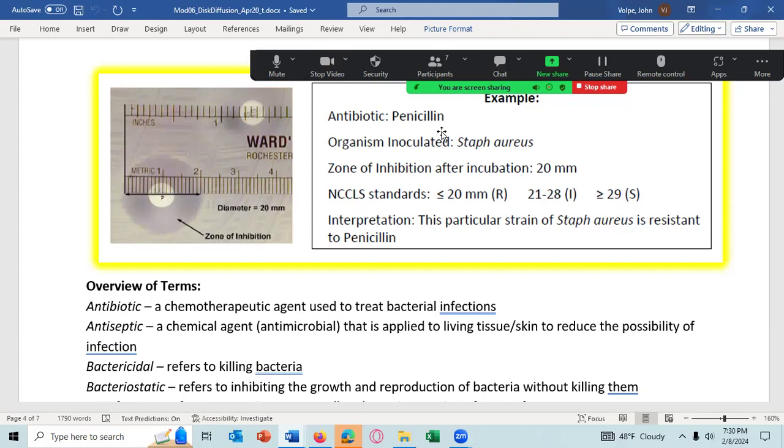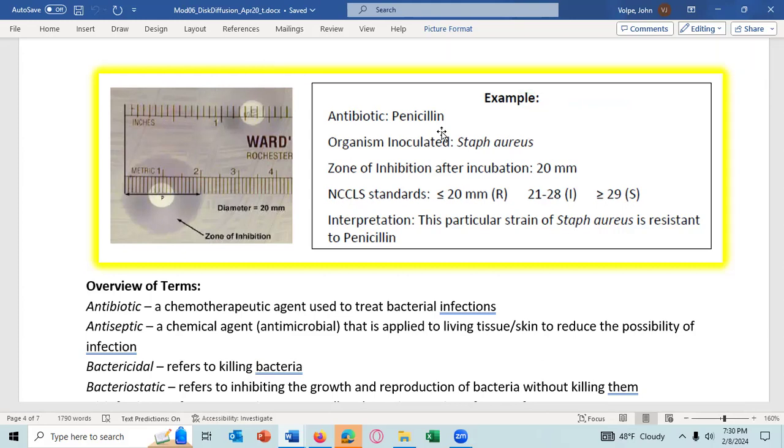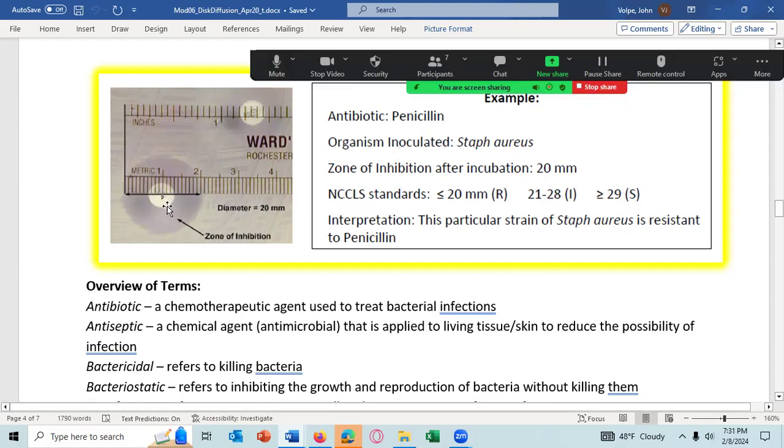So that's how you determine if a particular strain of bacteria is sensitive to a particular antibiotic. You have to grow it up on the Kirby-Bauer test, measure it in millimeters, and then compare the size of this zone of inhibition to the NCCLS standards. And each bacteria strain will have a different NCCLS standard for each different antibiotic.